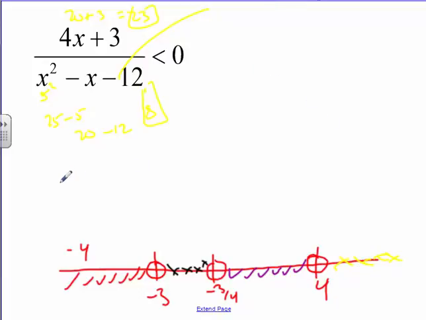So our final solution is you can go from negative infinity up until you reach negative 3. You don't get to include negative 3. You get to pick it up again at negative 3 over 4 and go all the way up to 4, and then you're done.